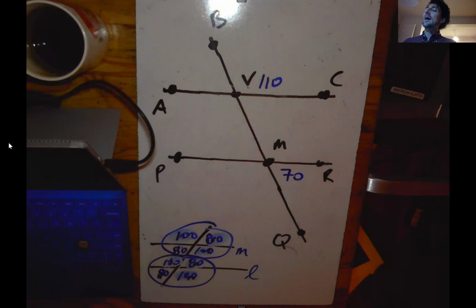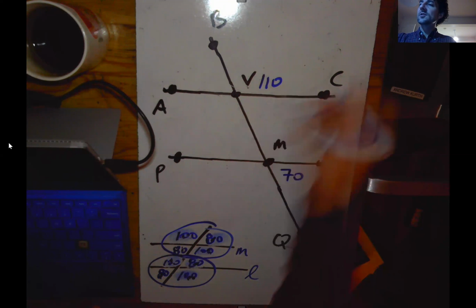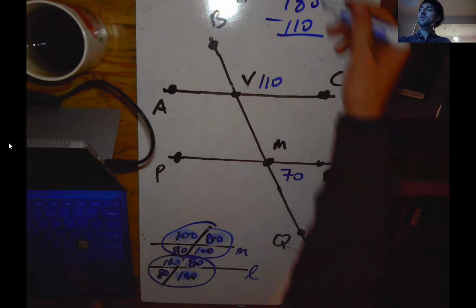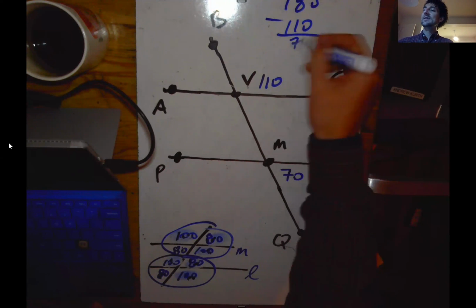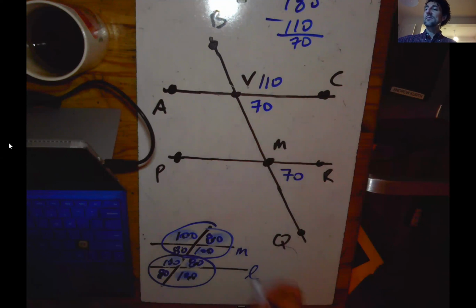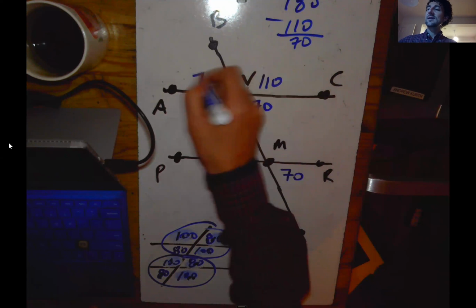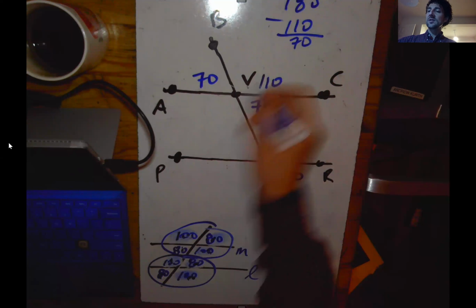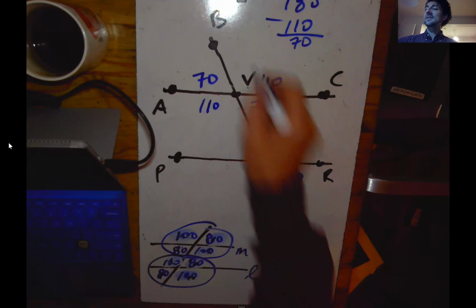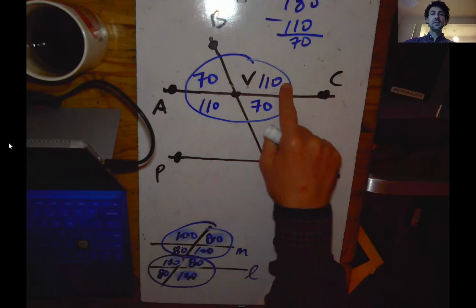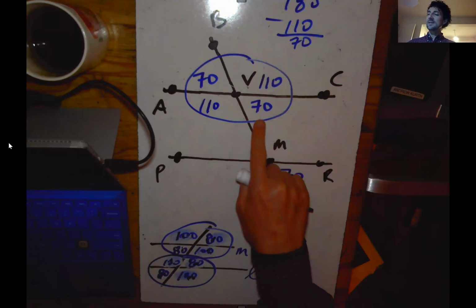So I can use what I know about linear pairs. So 180 minus 110 is 70. That means that this is 70. And that means that this is 70. Then I can use what I know about vertical angles to copy this 110 down. So this intersection has 70 in the upper left, 110 in the upper right, and so on.